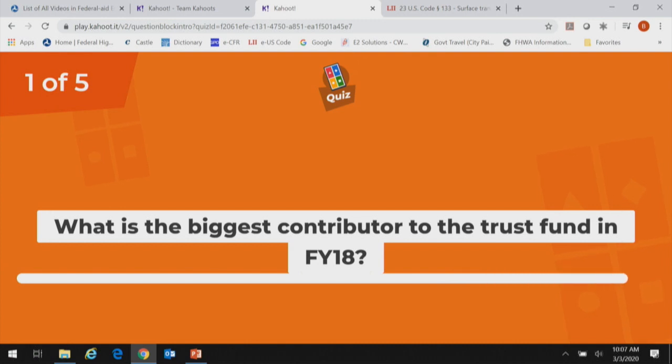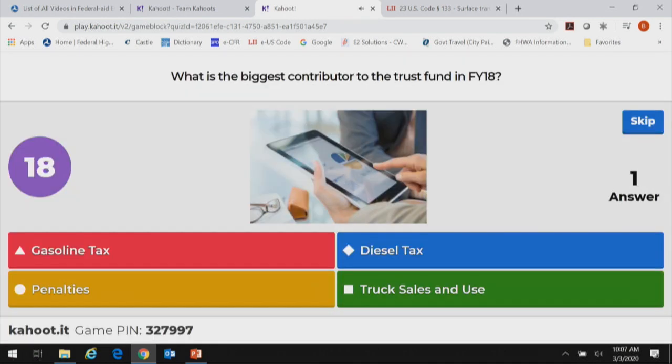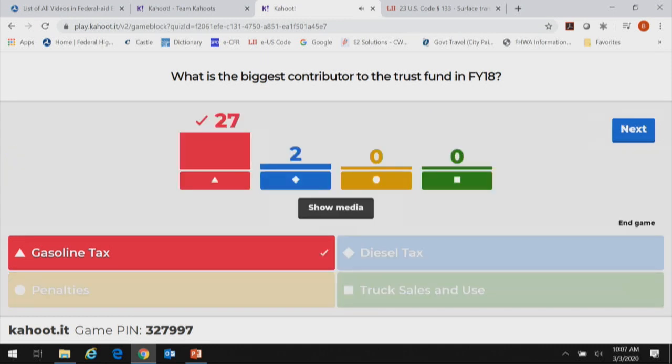So what is the biggest contributor to the trust fund in FY18? Yeah, so it's the gas tax. If you remember, in 2016, the very first year of the FAST Act, the biggest contributor was the general fund, because we did a $70 billion deposit to make sure that our trust fund didn't go insolvent over the next 5 years. But in 18, it was gas tax, and that's pretty much every year.